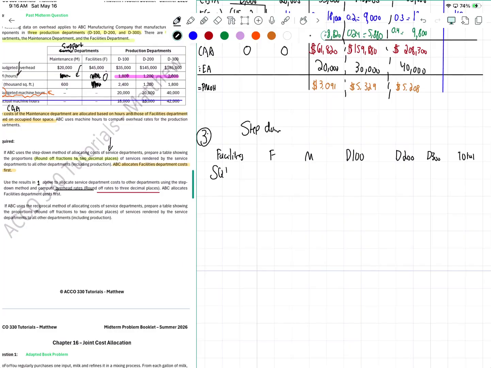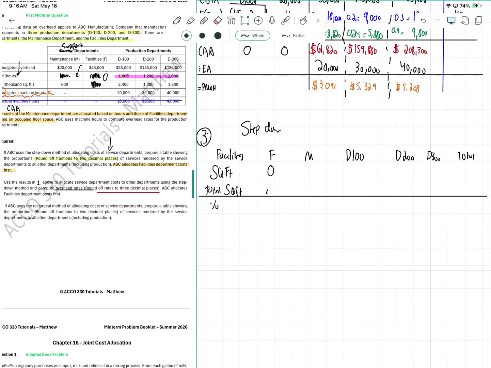And if you don't believe me, I'll just do it again. Total SQFT. And then put the percentage here. So guys, facilities, no self-allocation. And I'll just leave the total to the end just to show you guys. So it's going to be 0 no matter what.